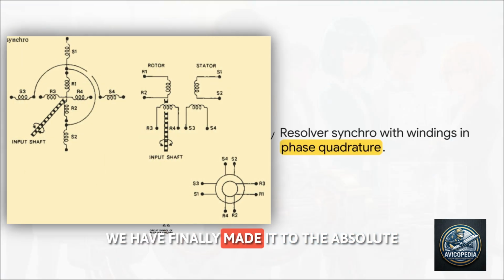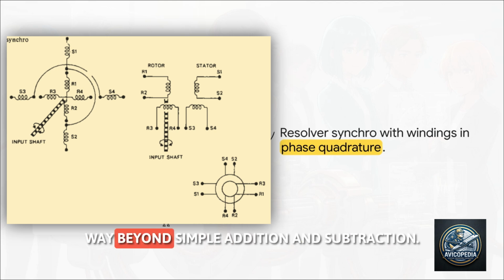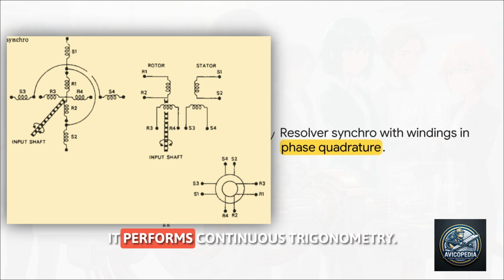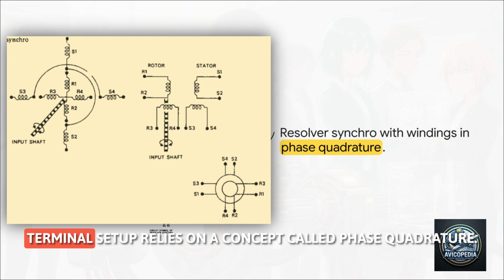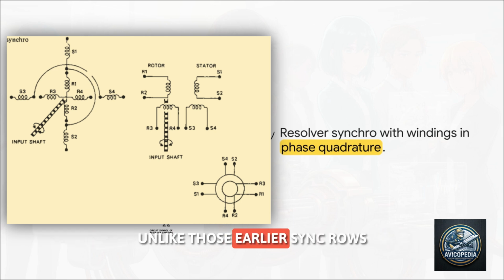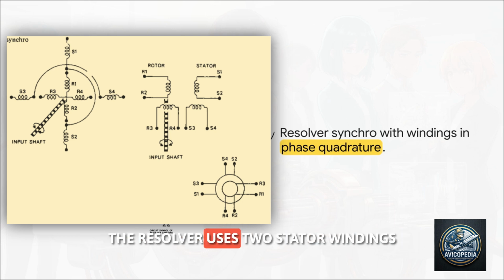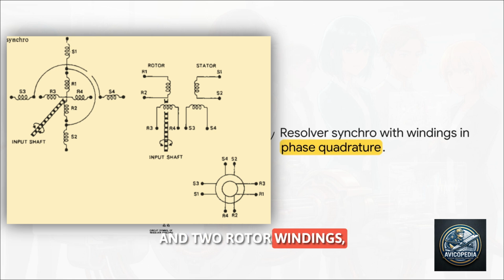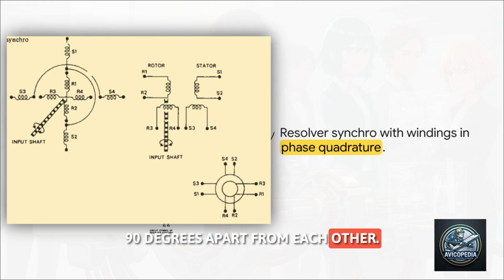We have finally made it to the absolute pinnacle of this analog technology, the resolver. The resolver goes way beyond simple addition and subtraction. It performs continuous trigonometry. The magic behind this rather complex 8-terminal setup relies on a concept called phase quadrature. Unlike those earlier synchros that use 3 coils spaced 120 degrees apart, the resolver uses 2 stator windings and 2 rotor windings, and they are deliberately arranged exactly 90 degrees apart from each other.